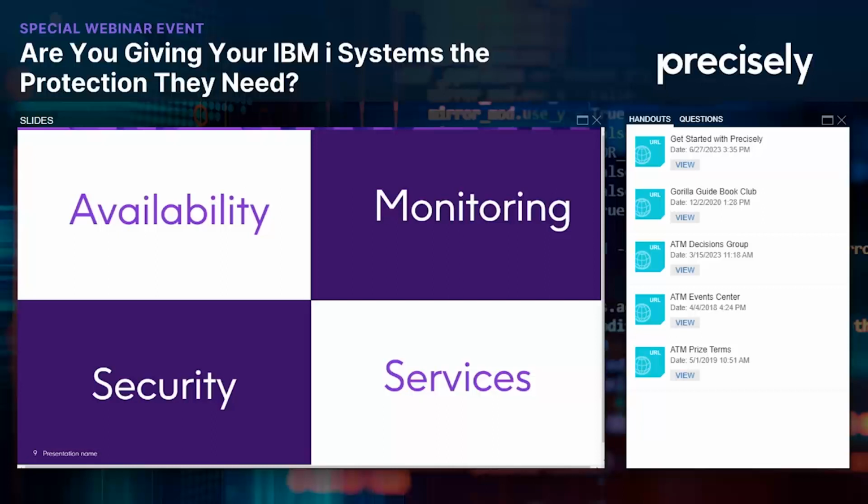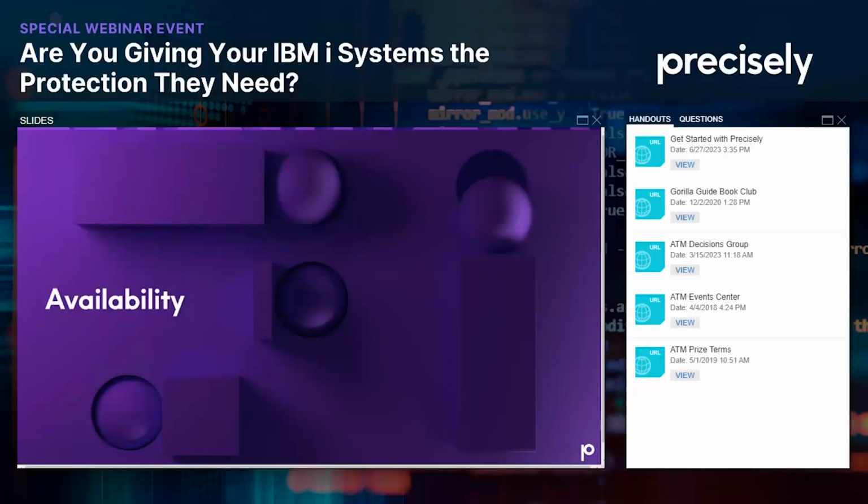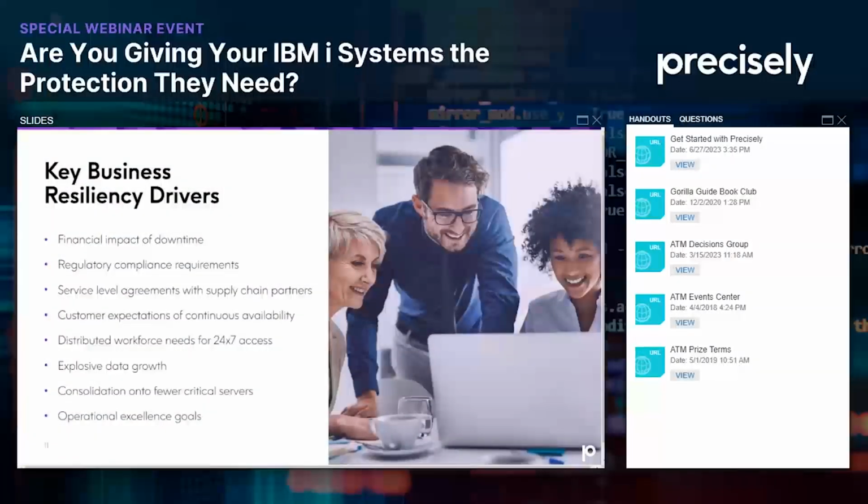So with those four pillars in place, let's talk first about availability and business resiliency. What really drives people to invest in availability solutions, in the IBM i space or broadly outside of it as well? Almost always the initial or the biggest driver is the financial impact of downtime. People know how painful downtime can be. They may not be able to put a specific dollar figure on it. I've got a slide next that gives you some elements of that. But that financial impact is important.